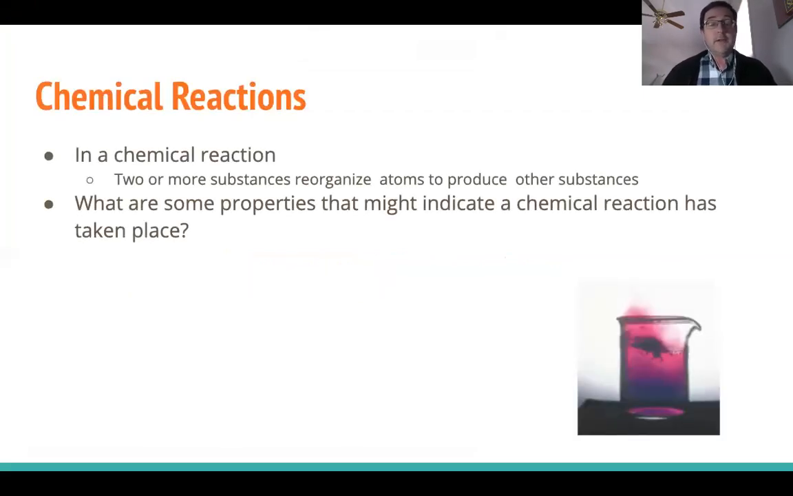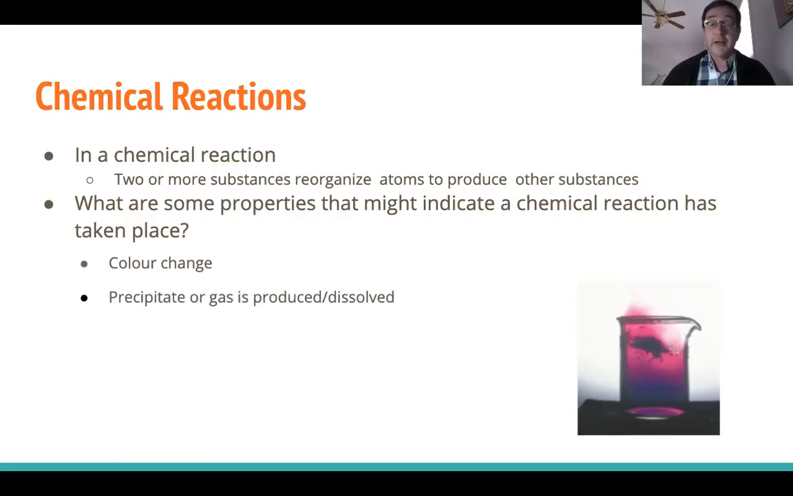So in a chemical reaction, two or more substances reorganize atoms to produce new substances or other substances. Let's go back to last week's lesson. There's four things that can indicate that a chemical reaction has taken place. Can you remember what they are? Well, one of them is a color change. Now, a color change by itself doesn't always necessarily mean a chemical reaction has occurred, but if it occurs along with one of these others, then it's a good chance that a chemical reaction happened.